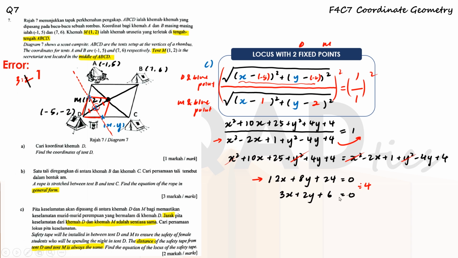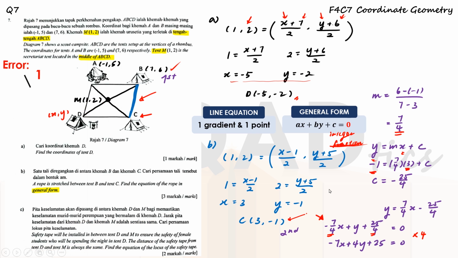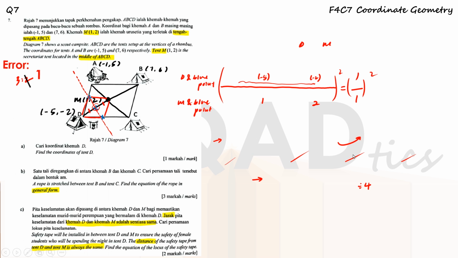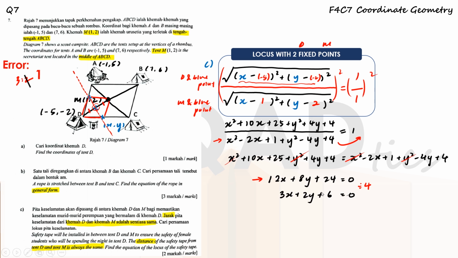equation, which is this. So as you can see, this is actually a line equation because this is similar to our general form equation that we got just now. Let me share it with you. Yep, this one. Ax plus by plus c equals 0. Same thing as here. Okay?